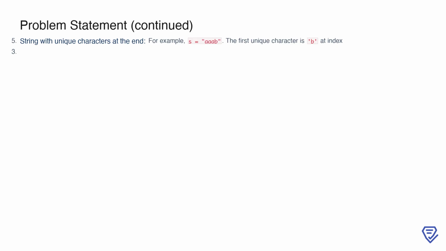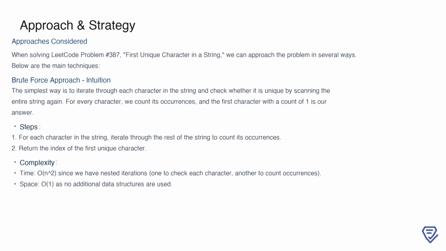when designing our solution. To solve the problem of finding the first unique character in a string, we can start with a brute force approach, which is the most straightforward method. Here, the intuition is simple. For each character in the string, we iterate through the entire string again to count its occurrences. The first character with a count of 1 is our answer.